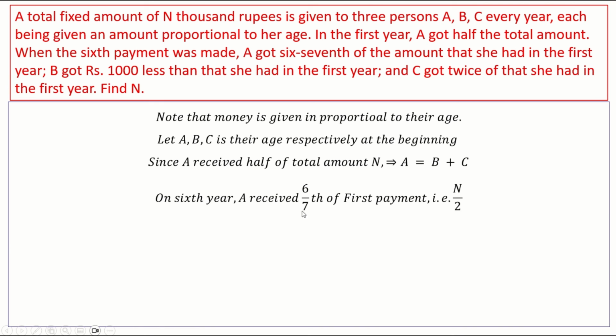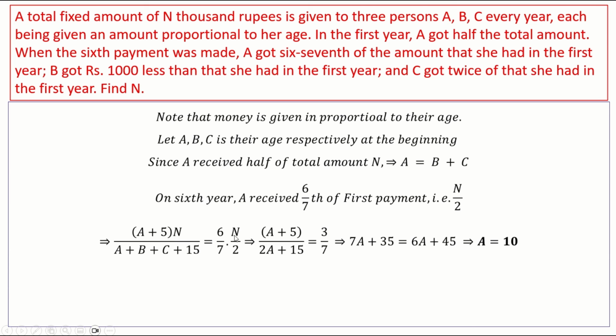Then in the sixth year, A received 6/7 of the first payment, that is n by 2. First payment is n by 2, right? A got n by 2 in the first year, so it is 6/7 of that in the sixth year. So (A plus 5) by (A plus B plus C plus 15), because they started with 0, right? Because each one has grown, into n is equal to 6/7 of n by 2. Okay, this is the ratio, right?